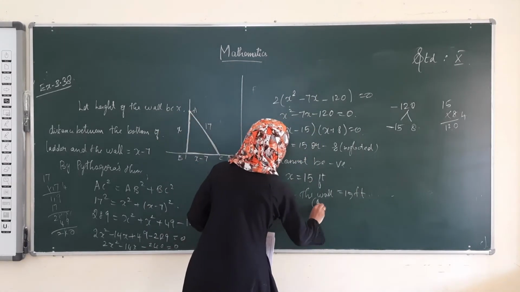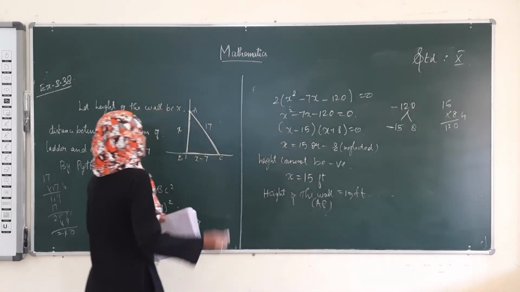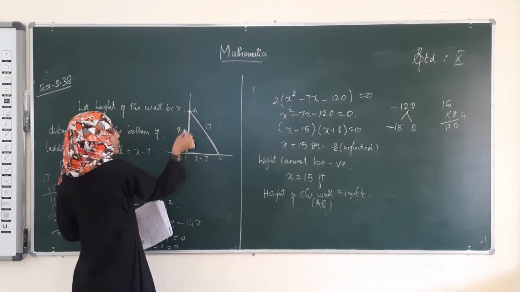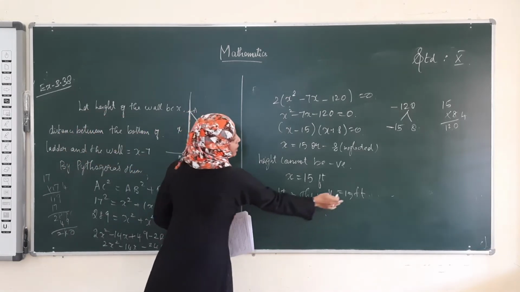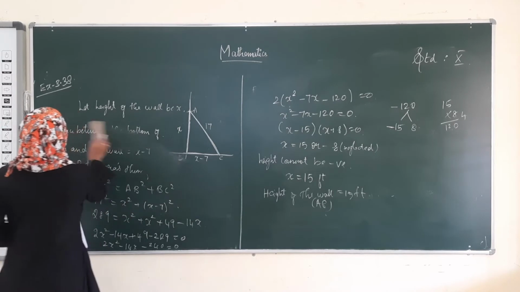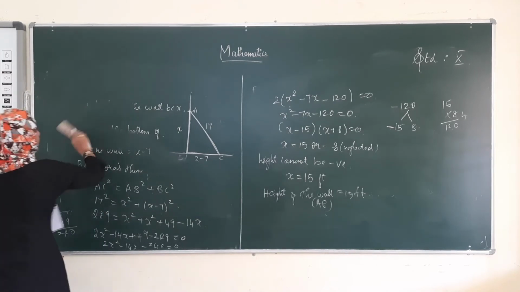You should write AB, because we have to find the wall from A to B alone. Therefore, AB is equal to 15 feet. Hence we have found the answer. Now shall we move on to the next question?